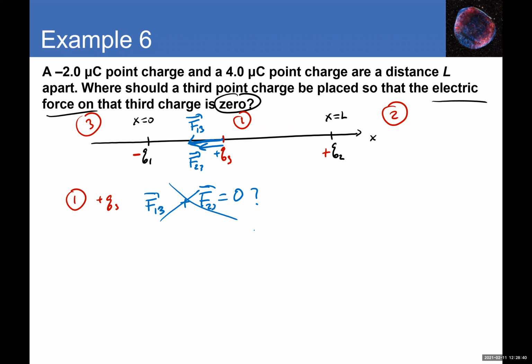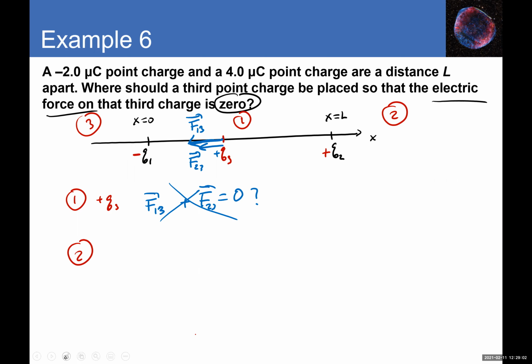That means region 1, I cannot put this charge 3 anywhere that the forces are 0 or the net force is 0. Because at any time between those 2 charges, both of the forces are pointing to the left, so they can never cancel each other. All right. How about then region 2? So let's look at region 2.